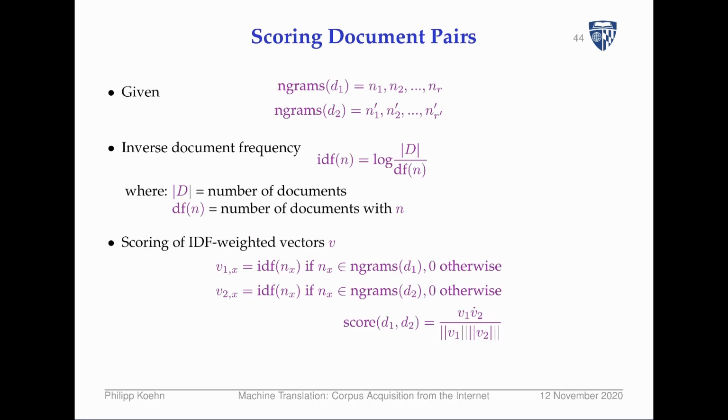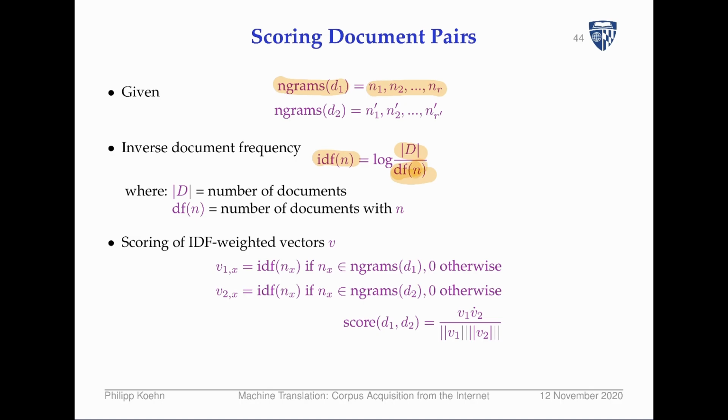So here's some more math to go through that. You have the list of n-grams for a document, n1, n2, and so on, and how often the n-grams occur in the document. We are interested in the inverse document frequency for a particular n-gram. So this is the total number of documents divided by the number of documents it occurs in. This is going to score higher n-grams that occur in few documents.